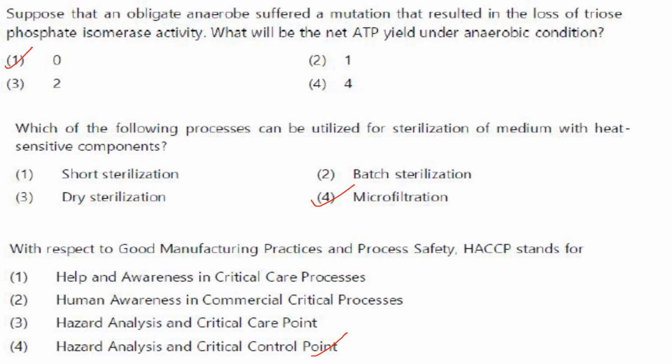Then next one. Which one of the following processes can be utilized for sterilization of medium with heat sensitive components? It is microfiltration. Answer is option 4. Then, with respect to good manufacturing practices and processes safety, HACCP stands for. So, HACCP is a systematic approach to identifying and controlling hazards in the food production process. So, hazard analysis and critical control point. Answer is option 4.